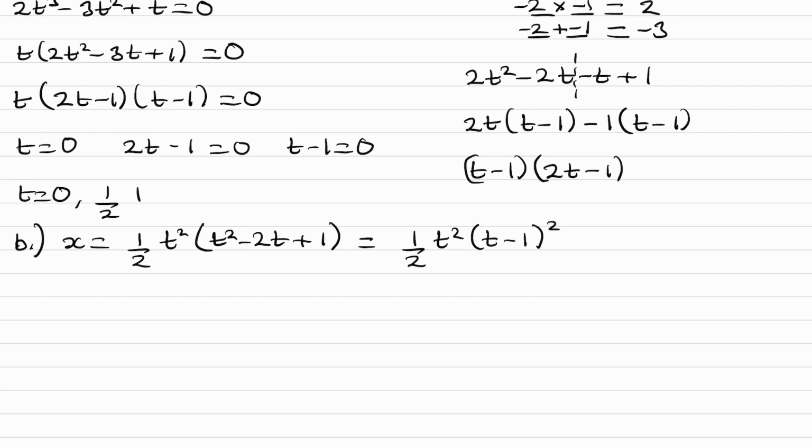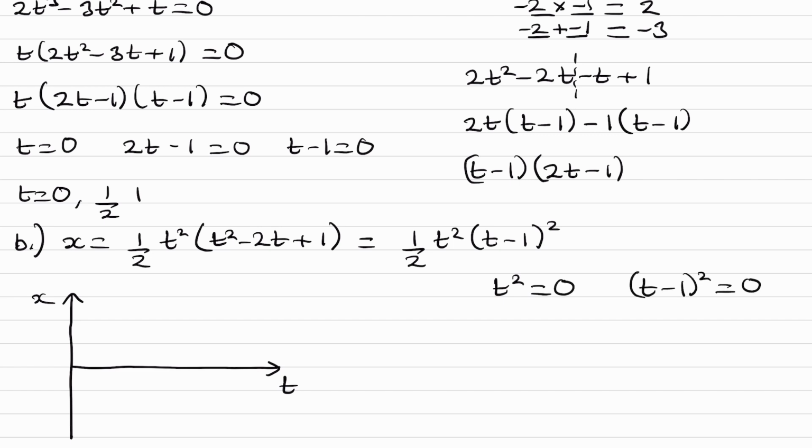And that's useful because now we can sketch this graph. So I can sketch a graph of displacement against time. So this is a quartic. There's two roots. We can get them from t squared is 0 and t minus 1 squared is 0. So this one gives t is 0. This, if you square root both sides, you get t is equal to 1 when you rearrange. And they're both repeated roots.